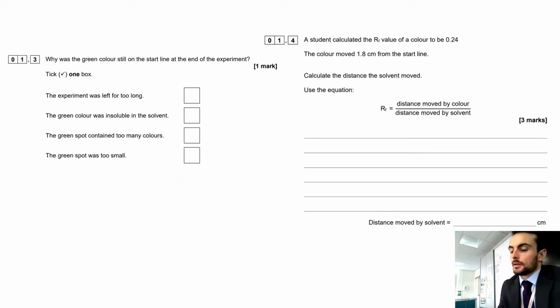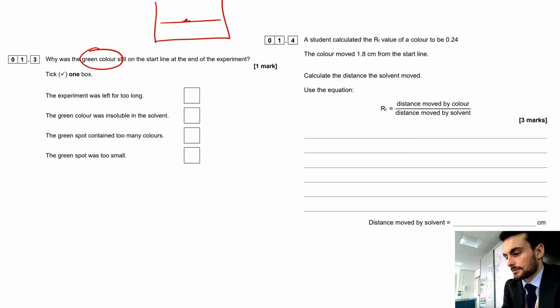Next question. So why was the green colour still on the start line at the end of the experiment? Well, if you remember, the green was on the start line, didn't move, and we already said if it doesn't move, that means it's not going to dissolve, so it means the green colour was insoluble in the solvent. We already talked about this.